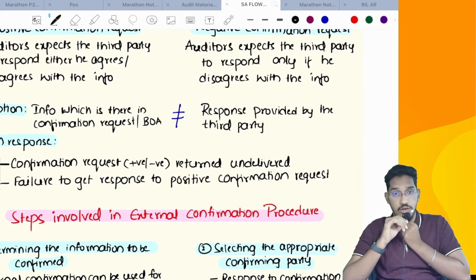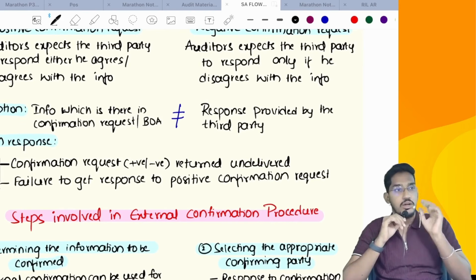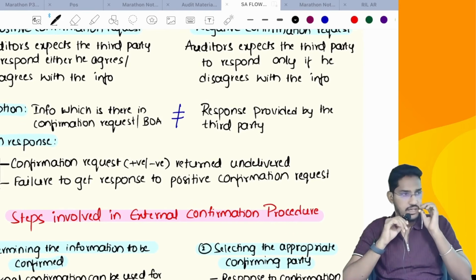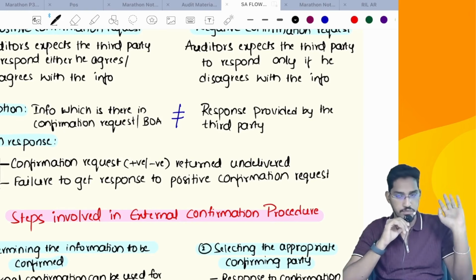Then one more definition you need to understand is the meaning of non-response. What do you mean by non-response? Non-response means one simple thing. You sent a confirmation request, but you did not get the response. This is what generally we assume. But they define this in a detailed manner.